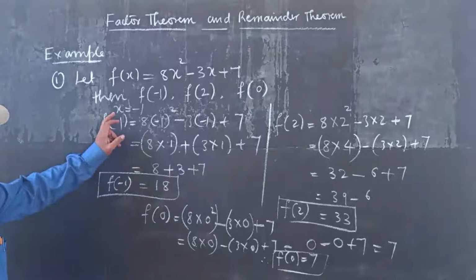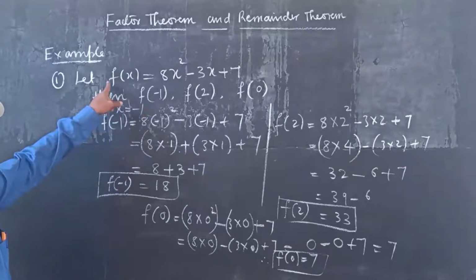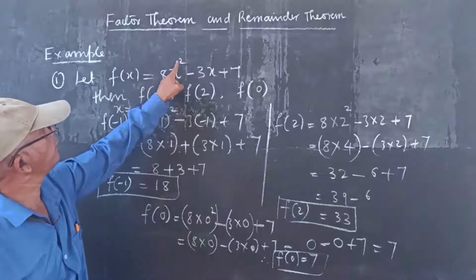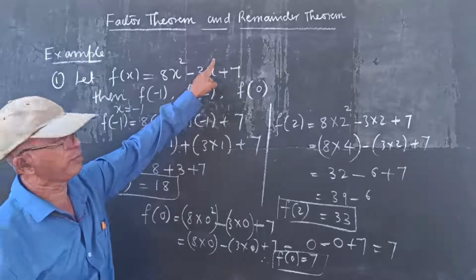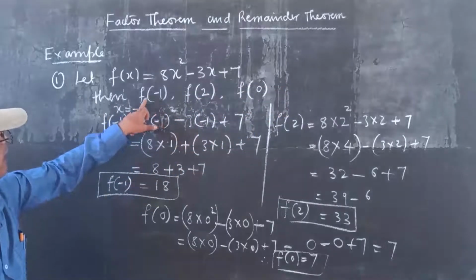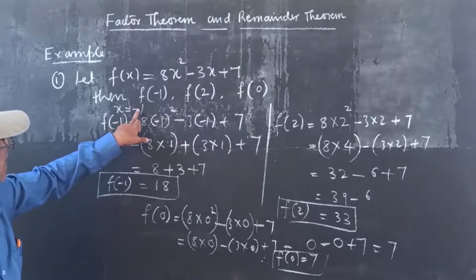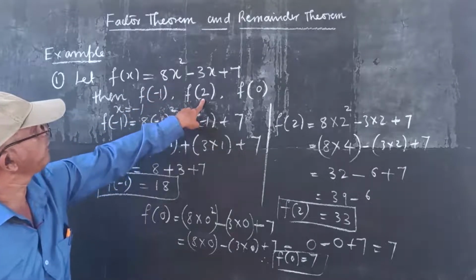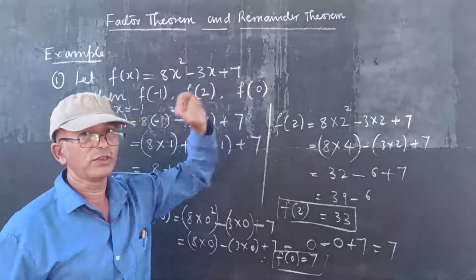See here, in this problem, this is our polynomial: f of x is equal to a naught x to the power of n plus a1 x to the power of n minus 1, and so on. We know the polynomial. At x is equal to alpha: in the first problem, alpha is minus 1; in the second, alpha is 2; in the third, alpha is 0.